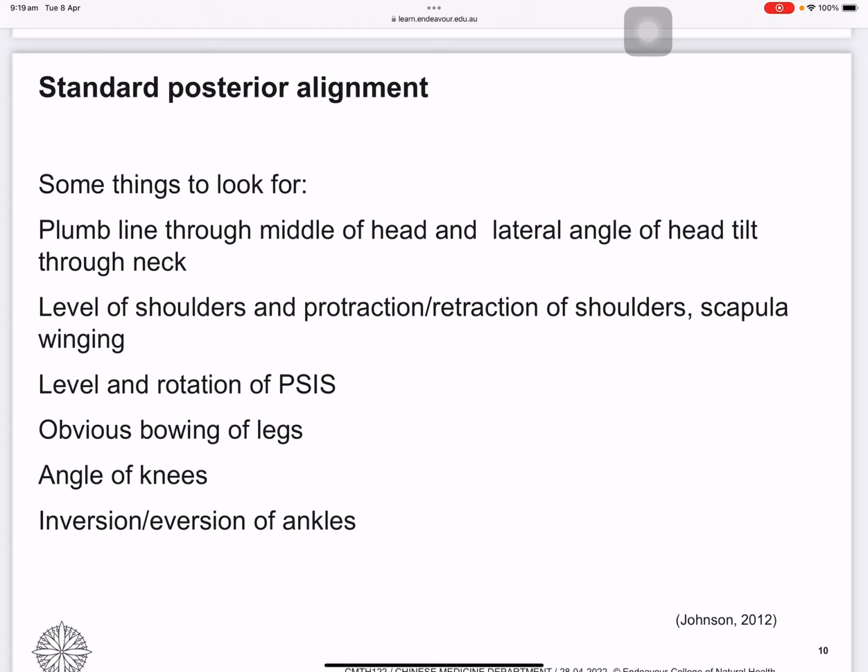Right. Yeah. And you would obviously assess that when they're standing, the dimple, right? Yeah, when they're standing, not lying down.